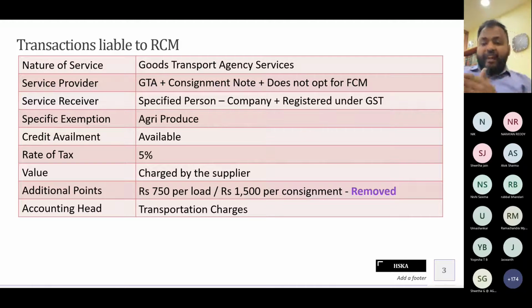Now, when I engage the goods transport agency and I pay tax under reverse charge mechanism, am I entitled to claim the credit? Yes, I am entitled to claim the input tax credit. What is the rate of tax? The rate of tax is 5%. So when the receiver pays the tax, the rate of tax is 5%.